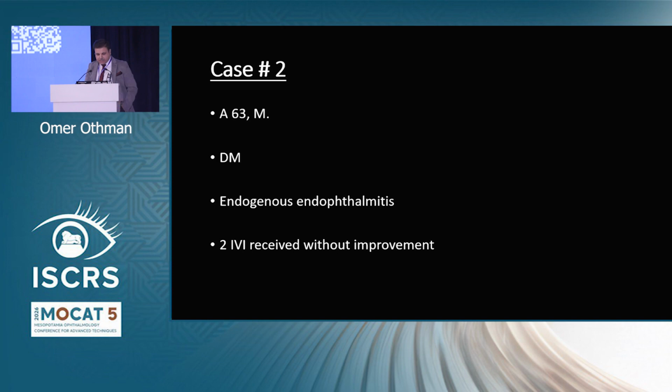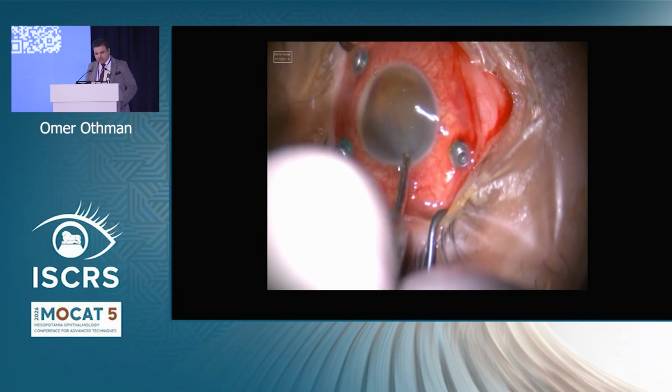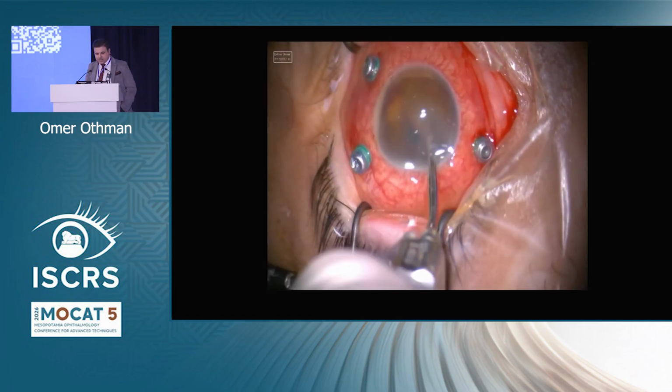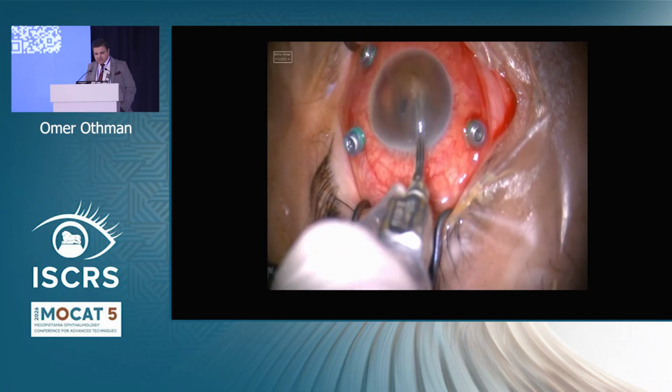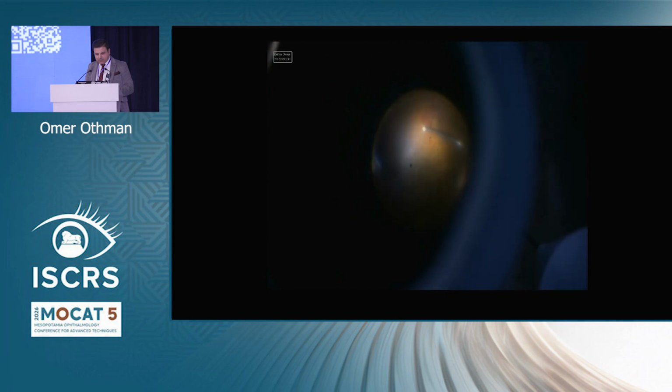Regarding case 2, a 63-year-old male diabetic presented with endogenous endophthalmitis and 2 doses had been given elsewhere. Given the previous lesson, we searched for more recent publications. We found that there's low dose combined with low dose antibiotics. For this case, the surgery commenced with meticulous irrigation of the anterior chamber to decrease the microbial load and have a good visual system.